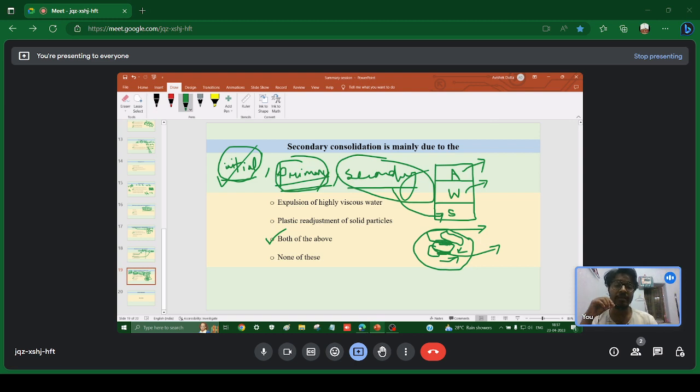We can see that all the three phases, that is air, water, and soil, take part in the consolidation processes, and all the three processes are significant to analyze the entire consolidation process of the soil mass.